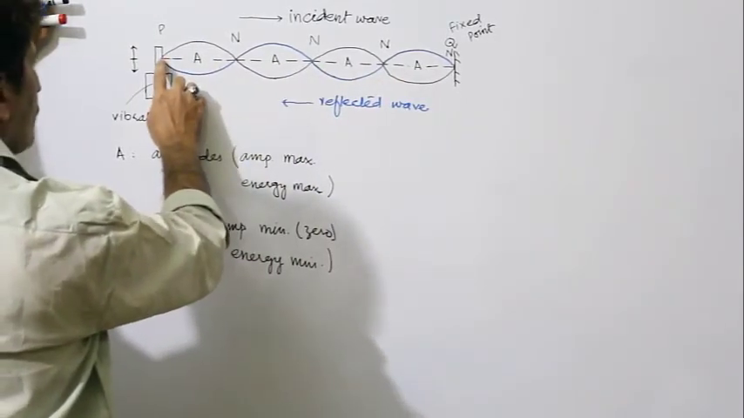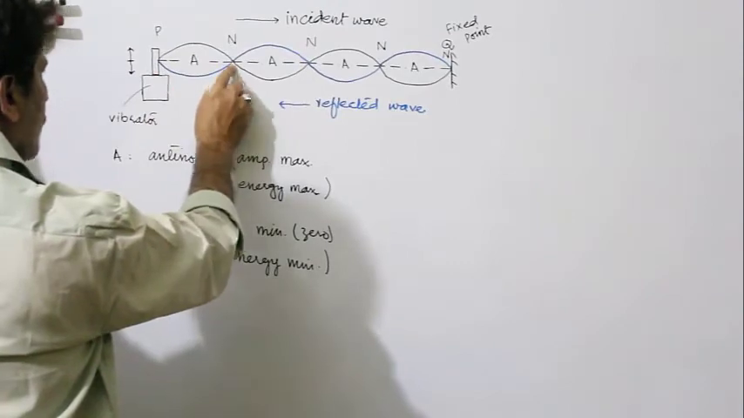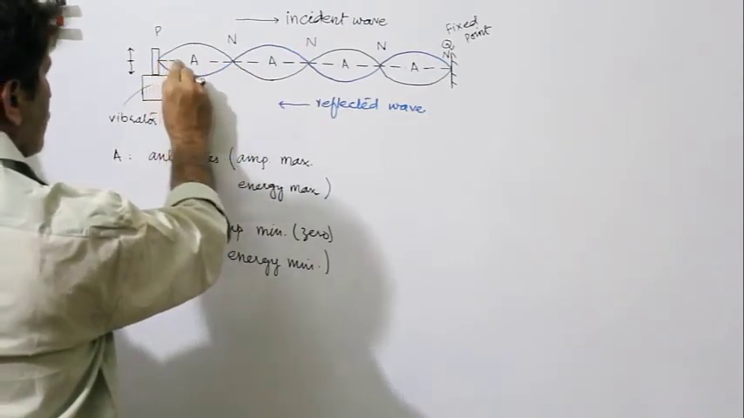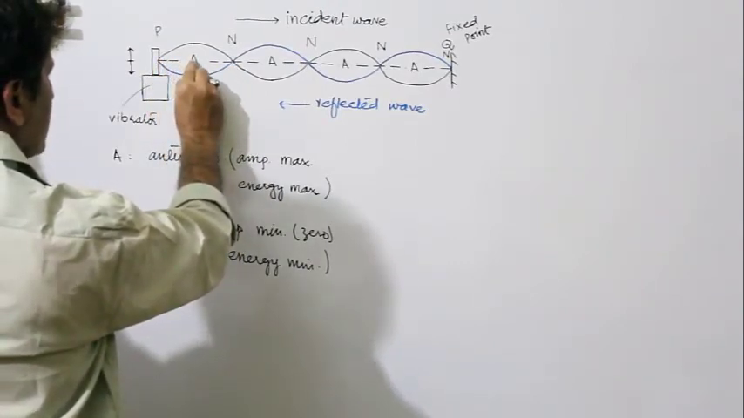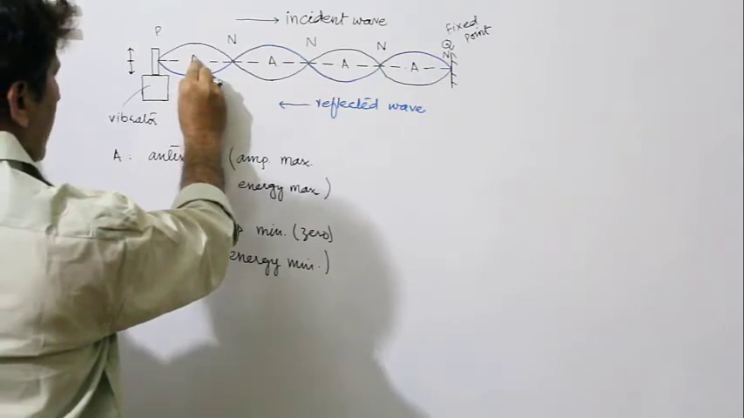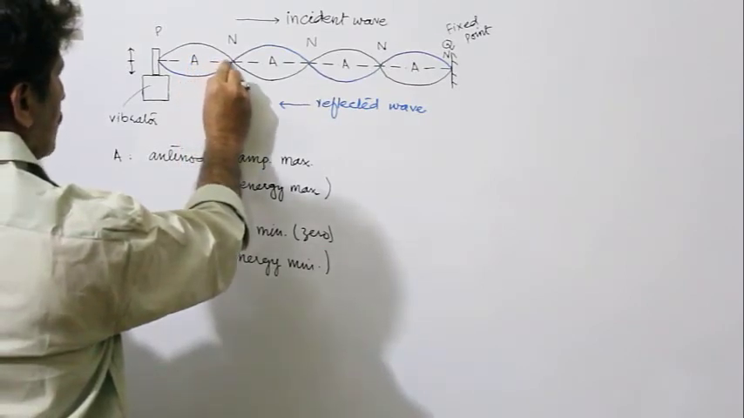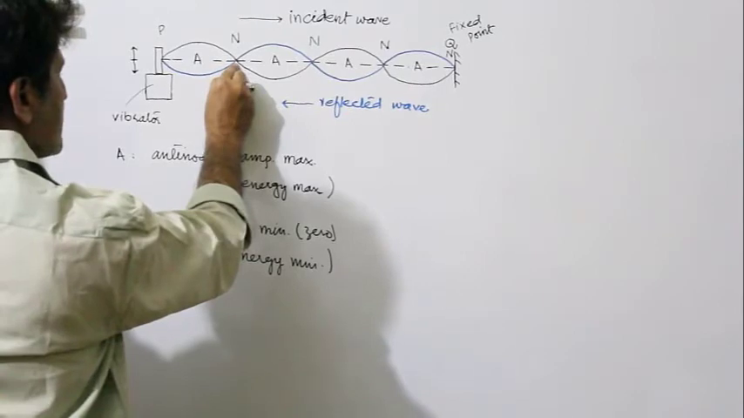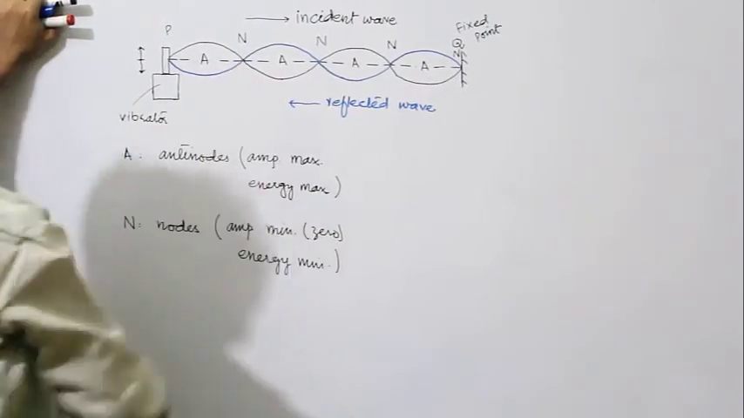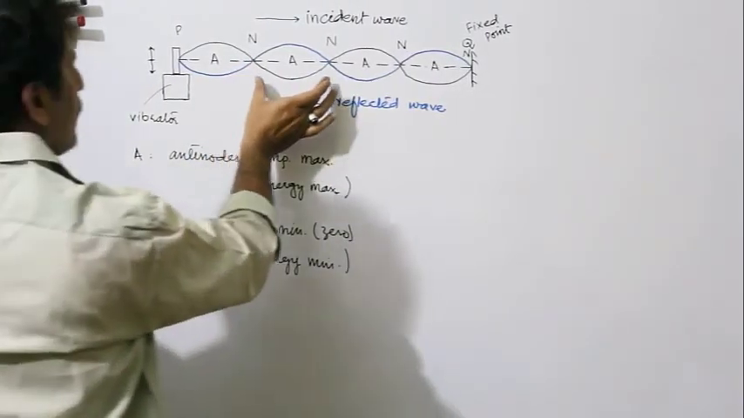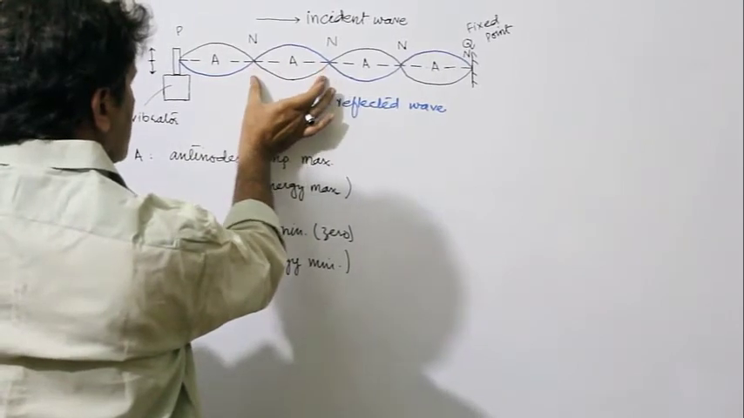If we move from point P to the first nodal point, the energy level is increasing and it is maximum at the middle position of the loop. Then it decreases and is almost 0 at the nodal positions. Okay, so the energy of a particular loop is confined in this loop.